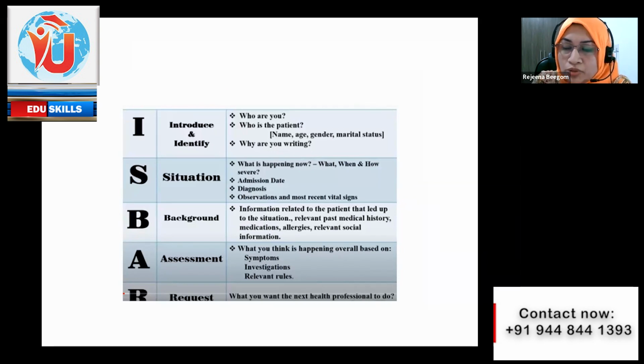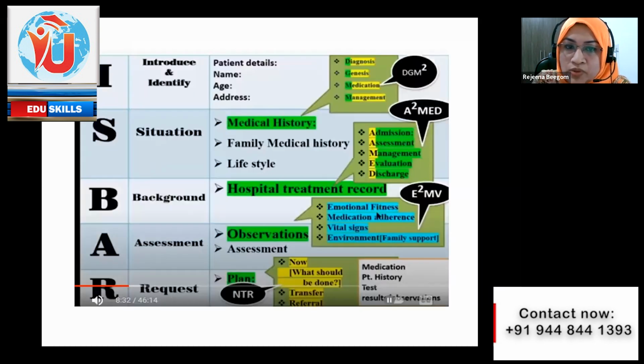I'm not going into details of that because it is already explained these days by other candidates, so I'm not going into detail. Let me shortly go through that. ISBAR is: introduce an identity, and situation. I is for identity, S is for situation, B stands for background, A stands for assessment, and R for recommendation.